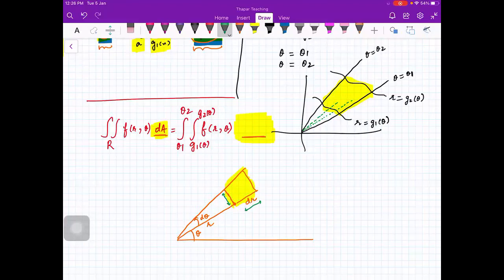r d theta. Yes. You know L upon r is d theta, so L is r d theta. So this length is r d theta. So area will be r d theta into dr. So you will replace dA with r dr d theta.